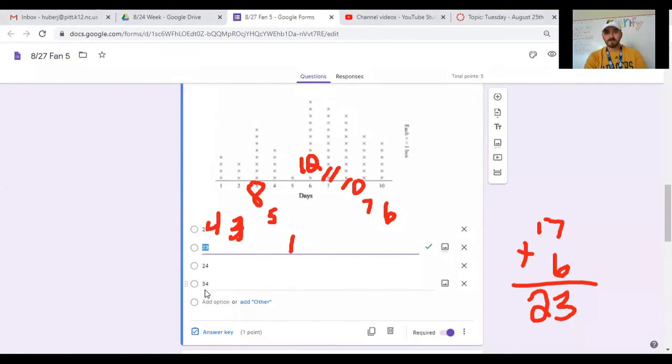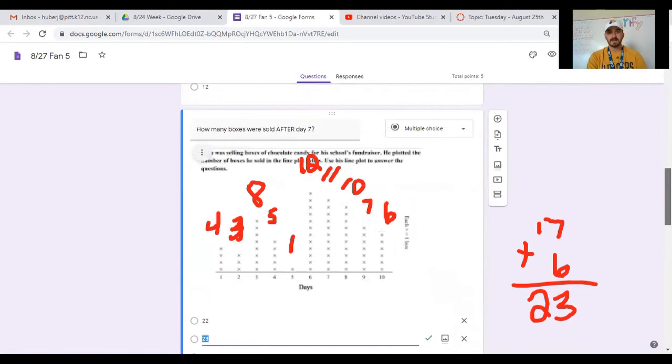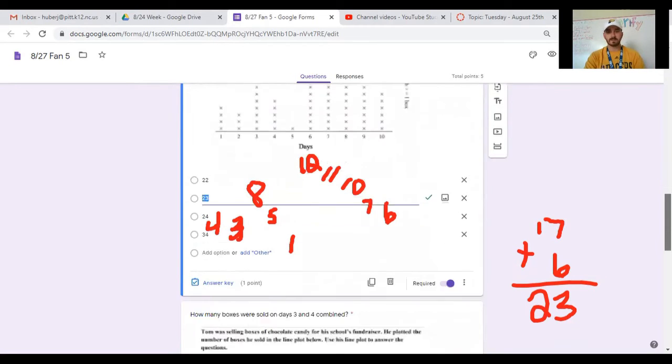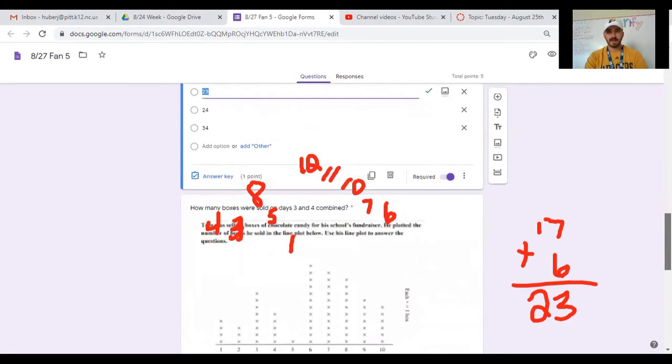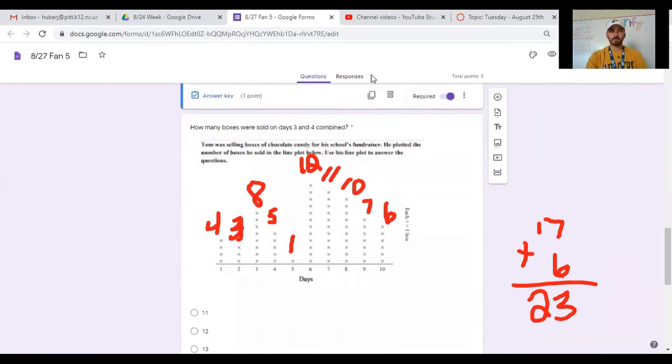What I could see some people picking would maybe be 34, because they included 7, which is kind of what you did yesterday. But one word can change the whole question. If this said day 7 or later, then it would be different. But after day 7 means you don't include day 7 in that one. So that one would give you 23. I'm interested to see the numbers on that one. I think that one might have tricked some people.